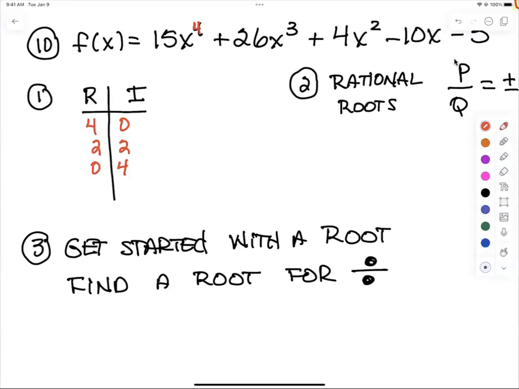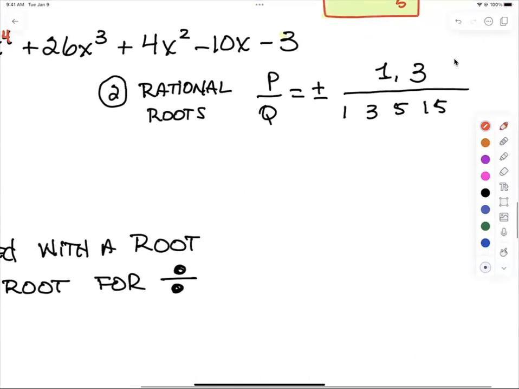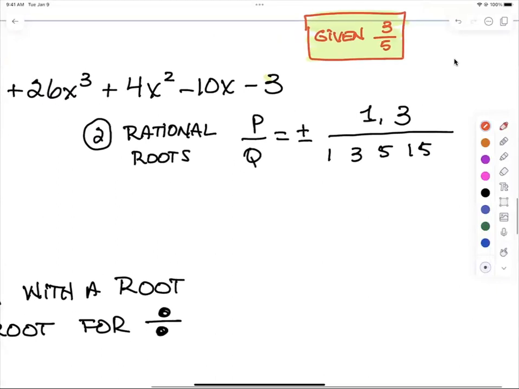The next thing you're always going to be asked to do is come up with your root pool candidate. This is what I call it. These are your rational roots, meaning that if you do have real number roots, it's possible that they'll be rational, integers or fractions. Notice I'm given 3/5, and here you can see I've got 3 in the numerator and 5 in the denominator right here.